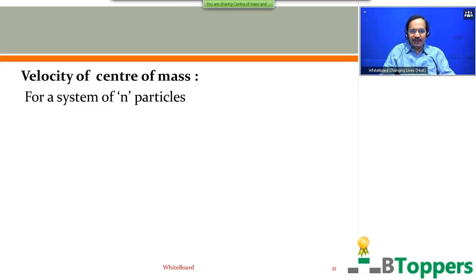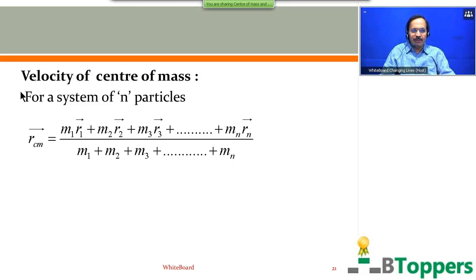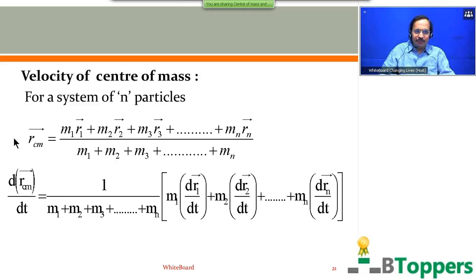So, velocity of center of mass for a system of particles. The position vector of the center of mass is given by R_CM bar equal to M1 R1 bar plus M2 R2 bar plus M3 R3 bar up to Mn Rn bar, divided by M1 plus M2 plus M3 up to Mn. So differentiating both sides with respect to time t, you get dR_CM bar by dt equal to 1 by (M1 plus M2 plus M3 up to Mn), whole multiplied by M1 into dR1 bar by dt plus M2 into dR2 bar by dt plus M3 into dR3 bar by dt, etc., up to Mn into dRn bar by dt.